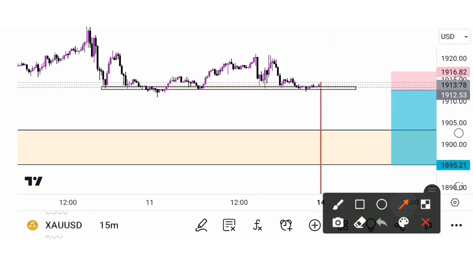If price can break below this area of support that it has created over here, I'll come for a retest and enter for that short, and hopefully we can break this area over here that I've drawn.